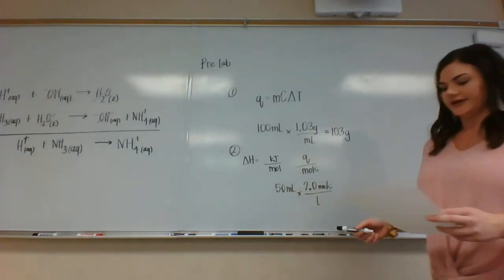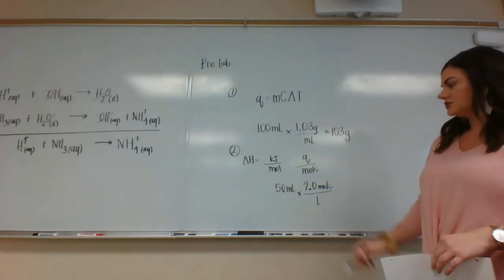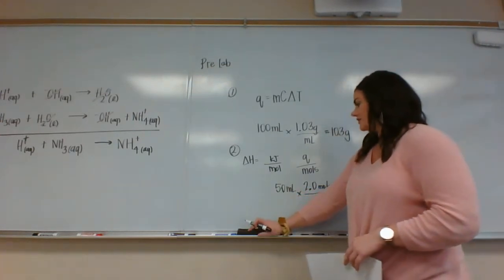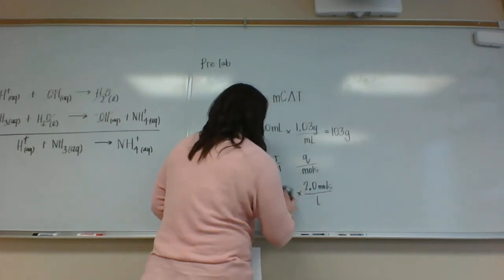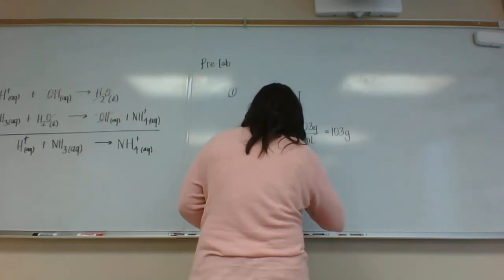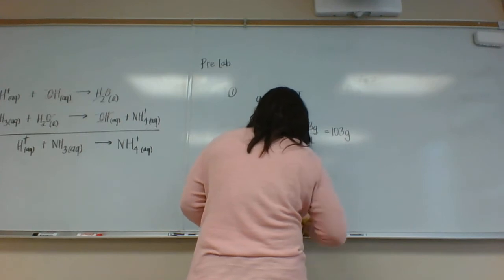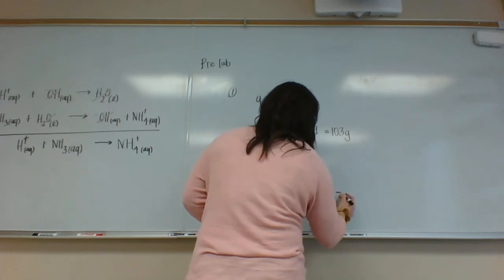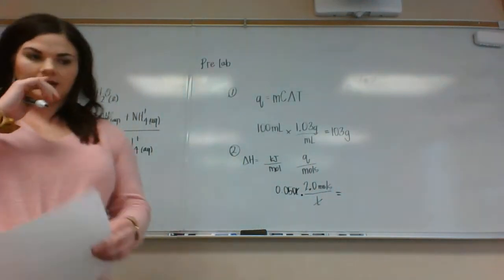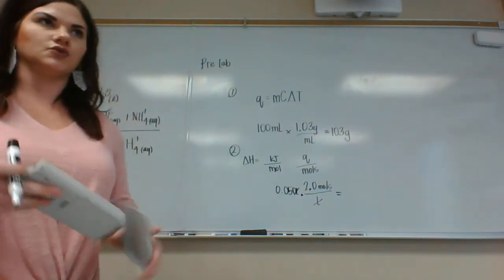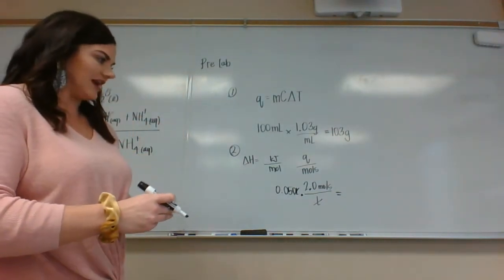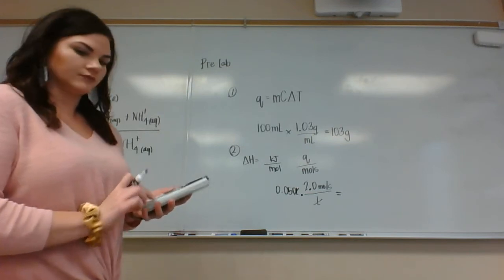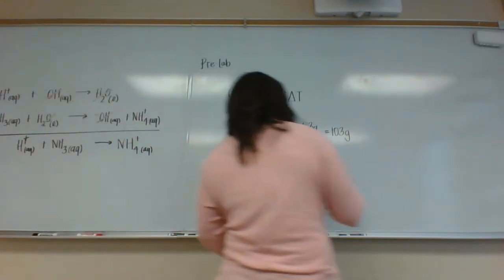So I want liters to cancel and I want to be left with moles. Well, in order to do that, I've got to convert this to liters. I just move my decimal to the left. Convert 50 mils to 0.05 liters. So that gives me 0.1 moles.